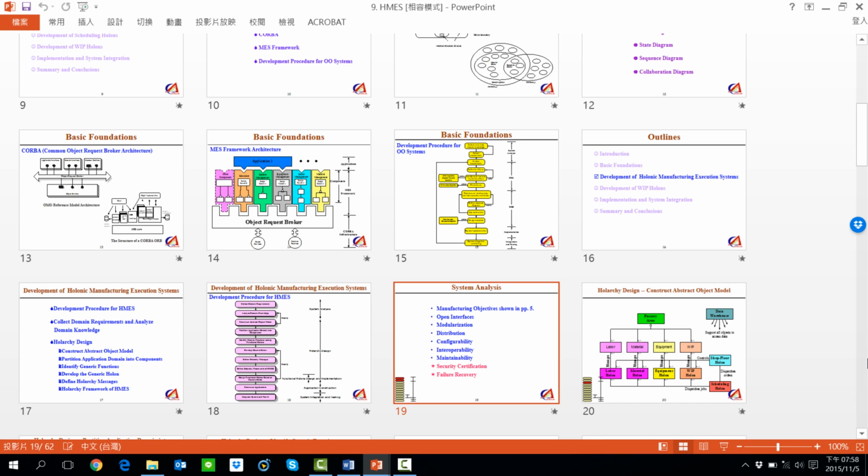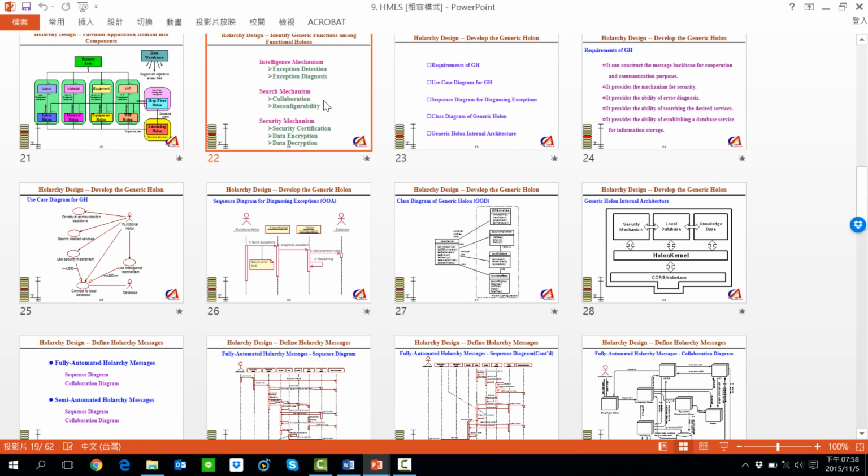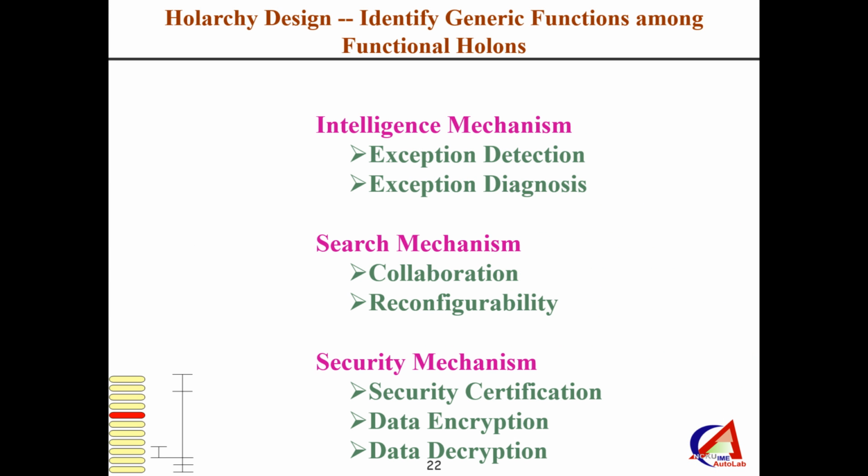This is after our observation. Then I found out that the genetic holon should have this kind of capability. So you see, we need to have exception detection and exception diagnosis so that we can have self-diagnosis. So this genetic holon should have intelligent mechanisms. And then you see, we need to have some kind of cooperation and reconfigurability. We mentioned that they have collaboration or are reconfigurable, right?